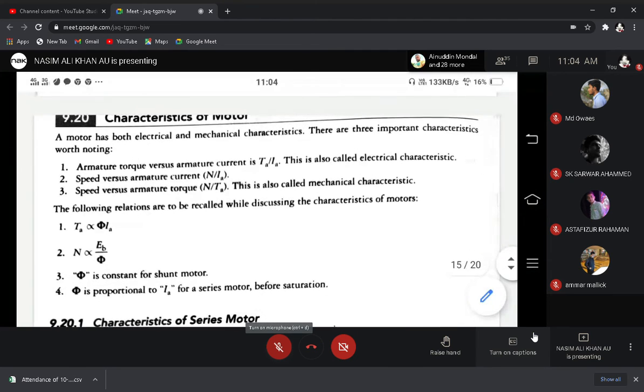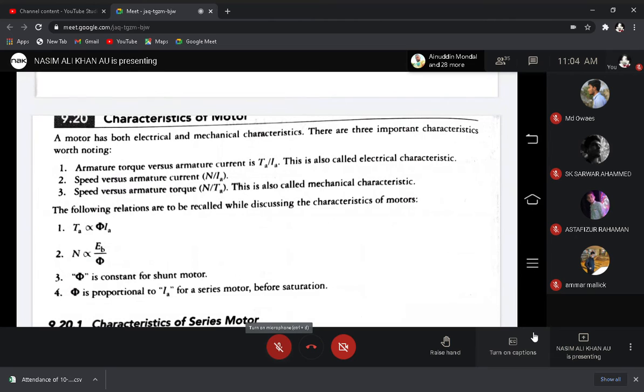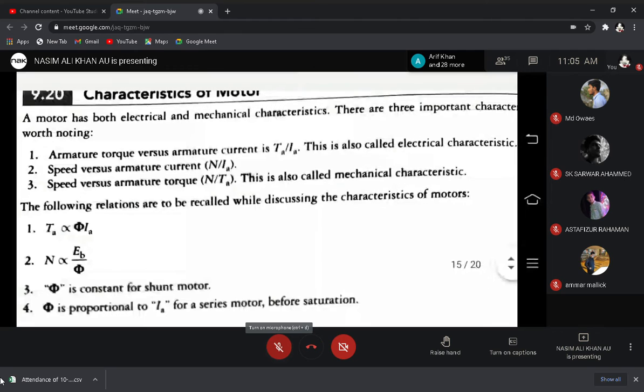Say a motor has both electrical and mechanical characteristics. There are important characteristics of a motor. One, torque versus armature current, that is T with armature current, what will it be? Speed versus armature current, N with Ia. If we try to plot, what will be the thing? Speed versus torque, N versus Ta.